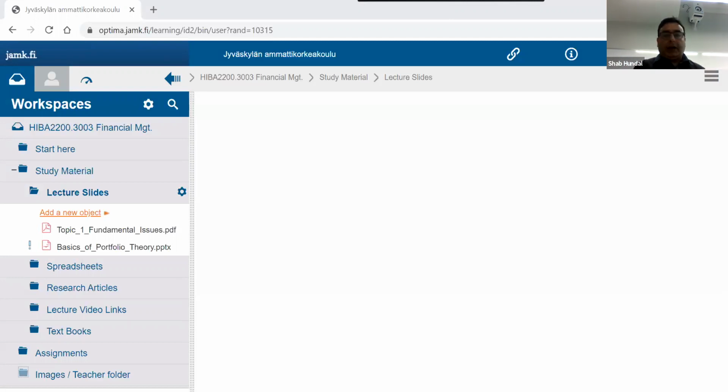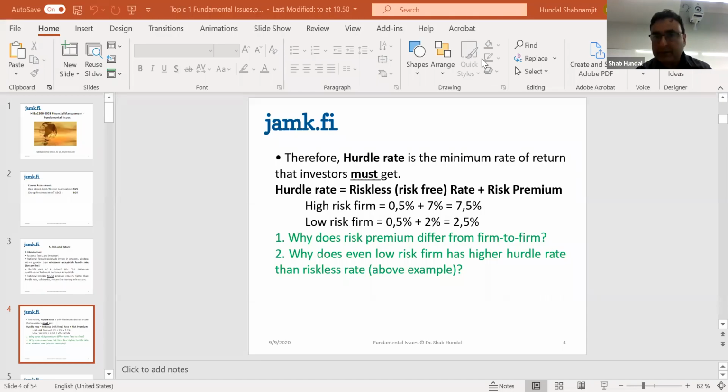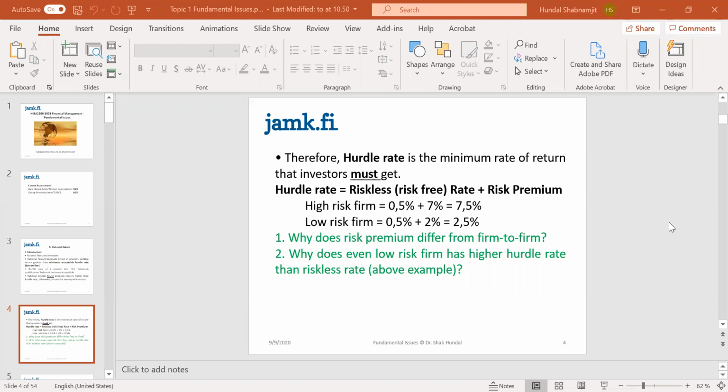Shab, you need to share the... it's not sharing the PowerPoint. Oh, you can't see it? No. Okay, wait a second. Sorry, we just see Optima. Yeah, I'll do it straight away. How about now? Functioning, thank you. Good, good.